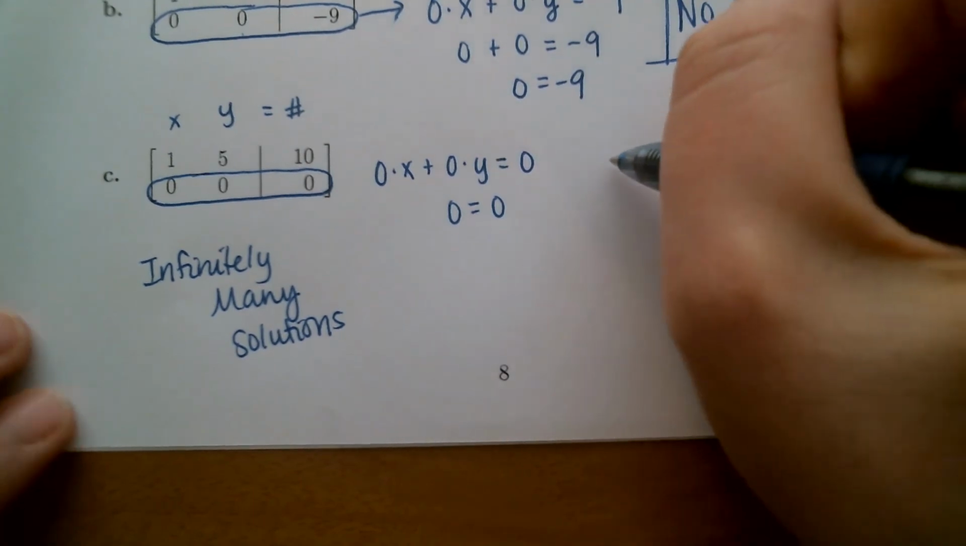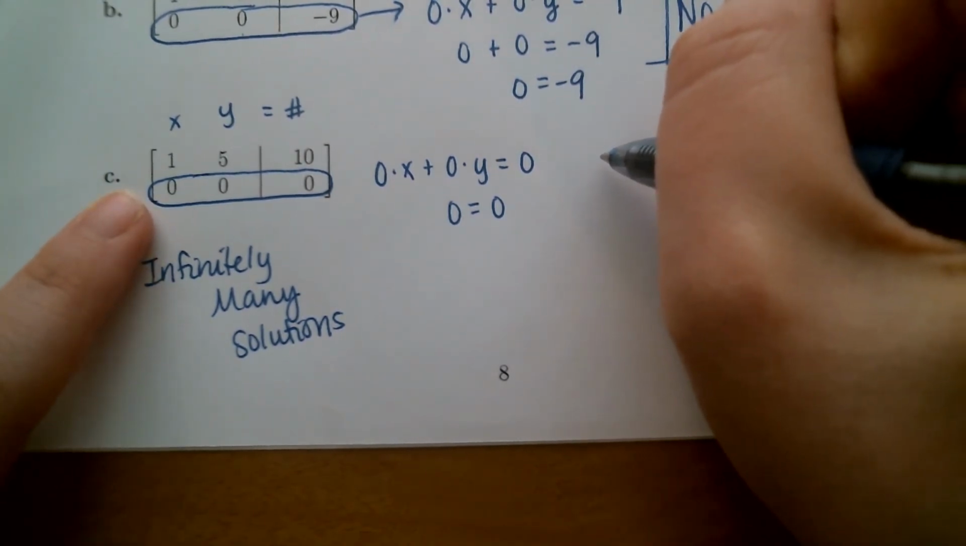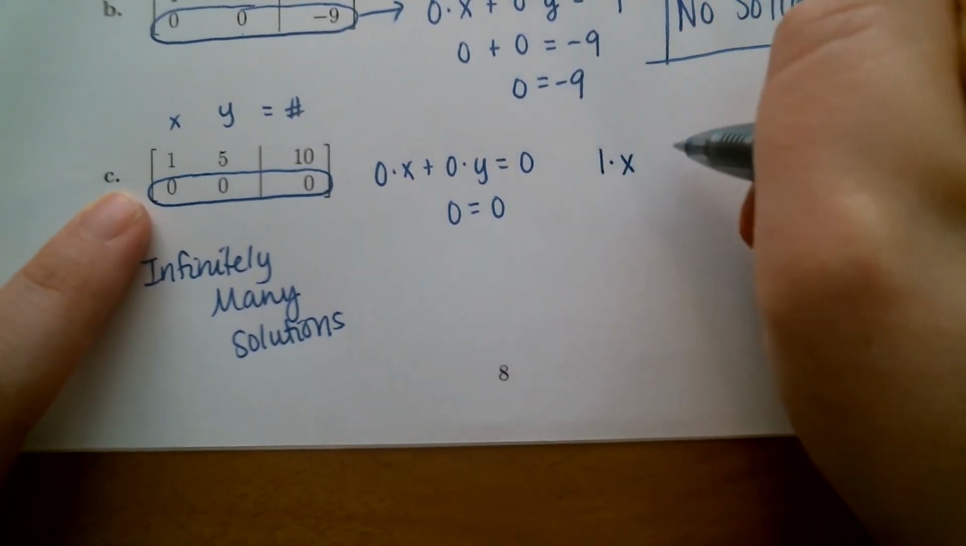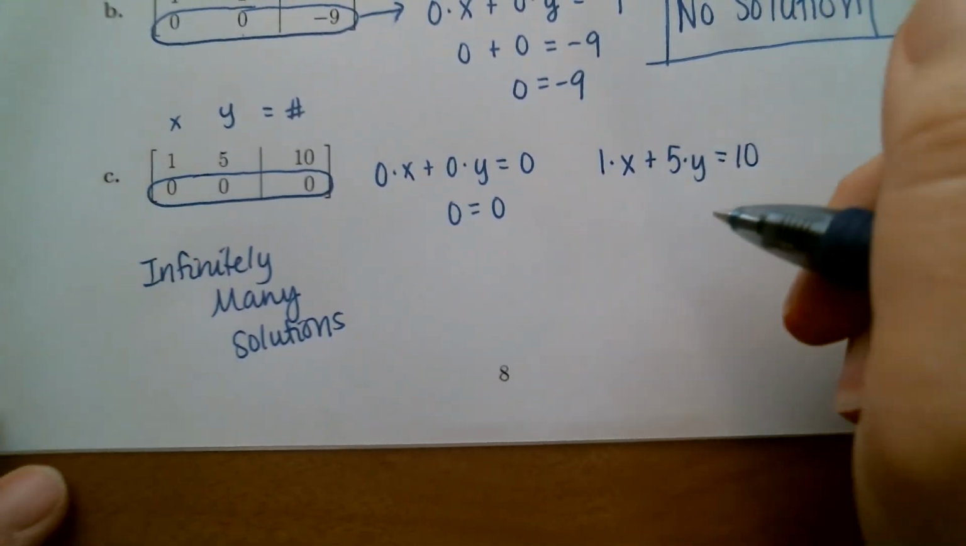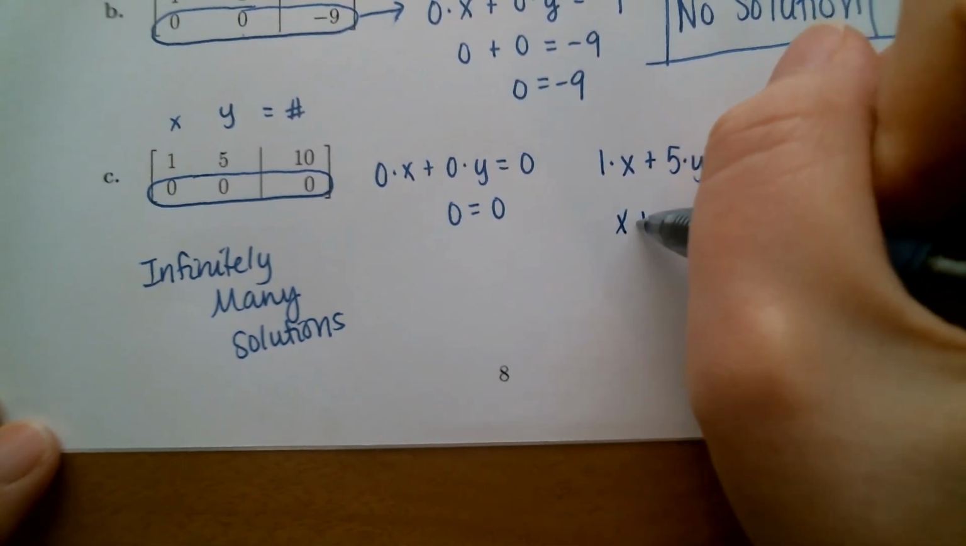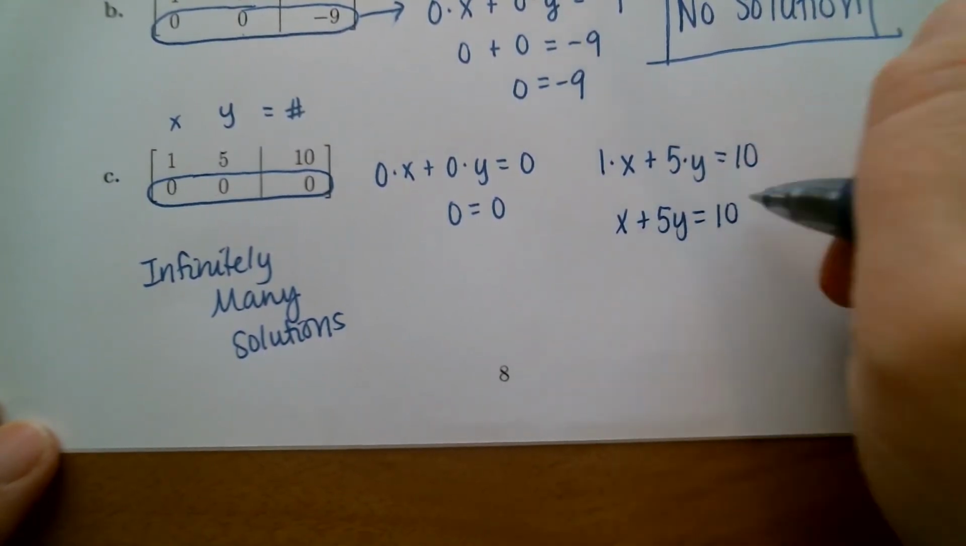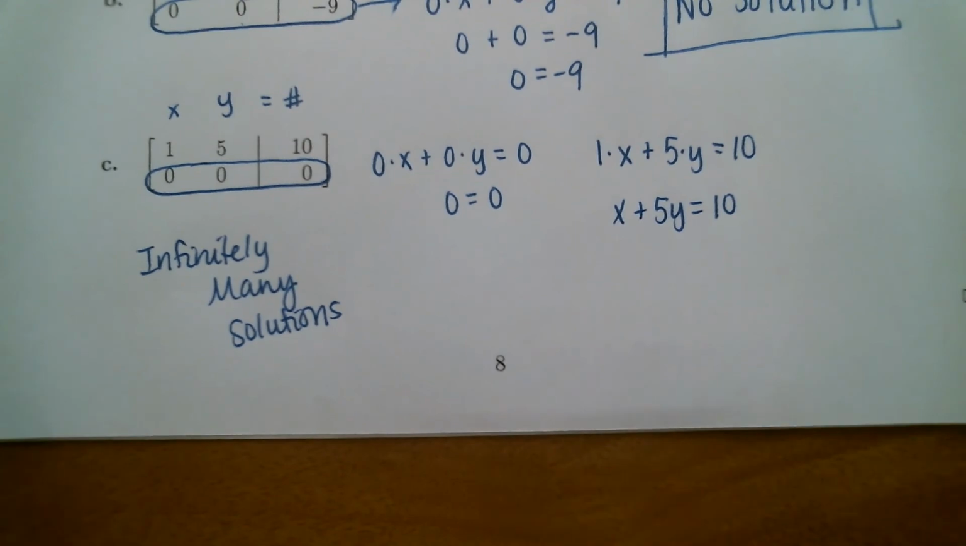If we translated the first row back into equation form, this would be 1 times x plus 5 times y is equal to 10. Simplify this: x plus 5y equals 10. Now parameterize. Take this equation and solve for one of the variables. It does not matter if you solve for x or for y. X is easier to solve for here, so I'm just going to pick x, but you could certainly solve for y. It's just going to look different.